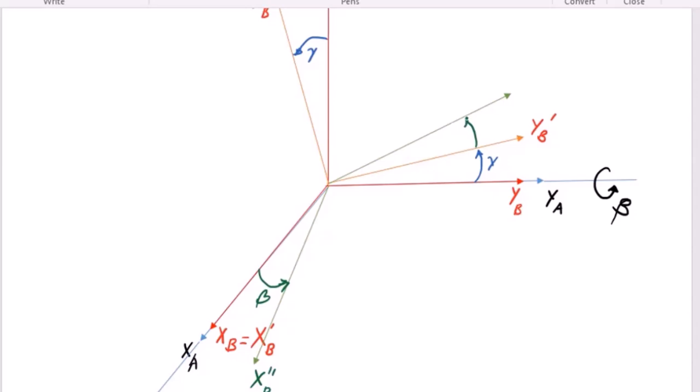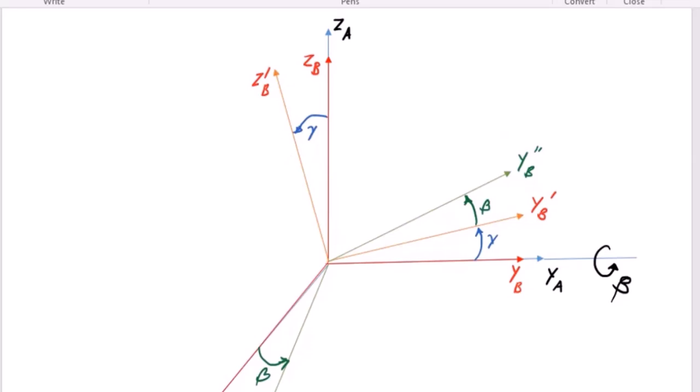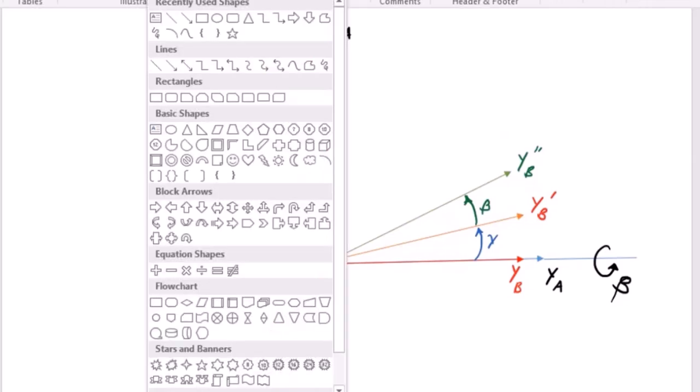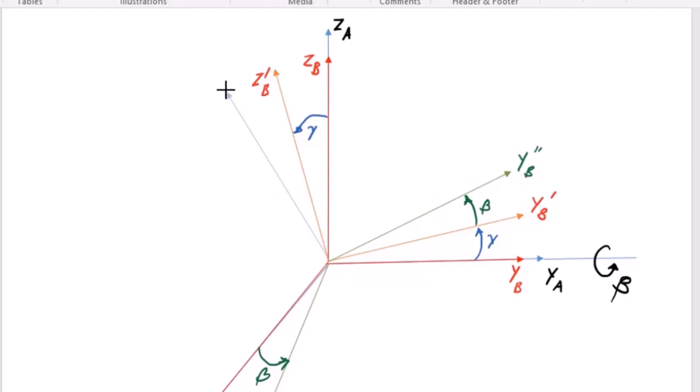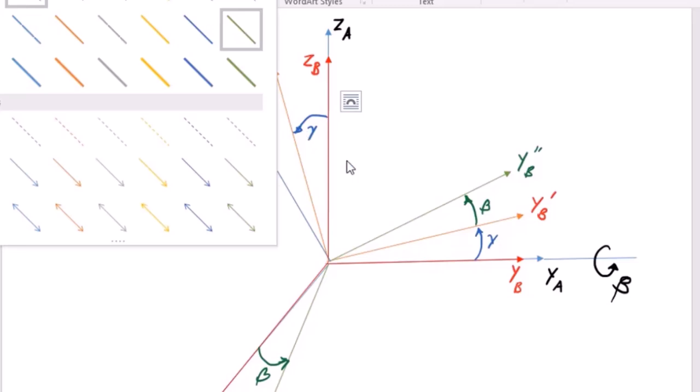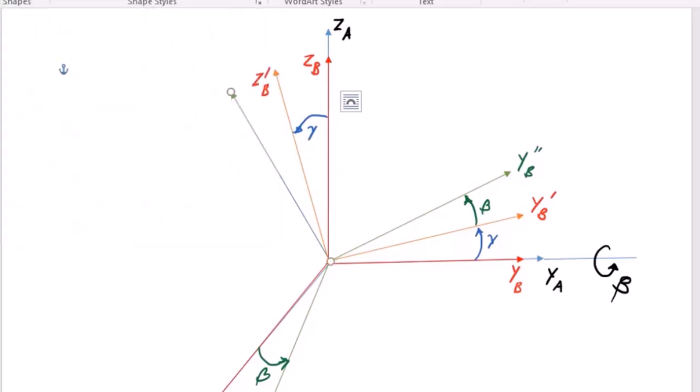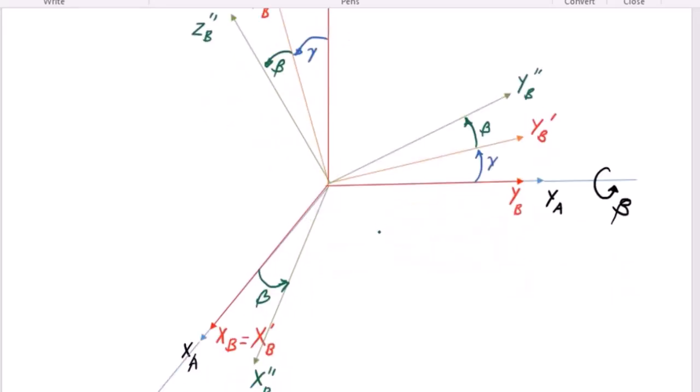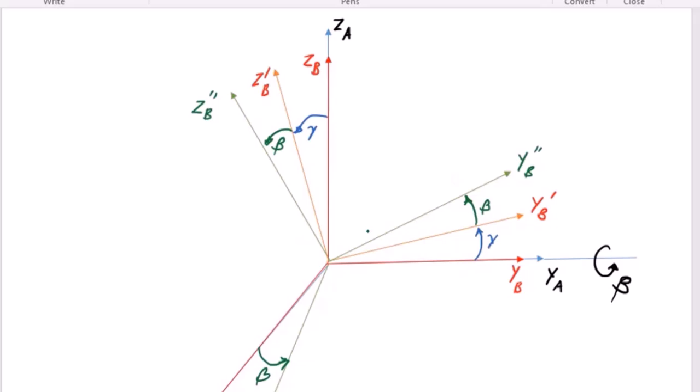This is beta. This is now YB double prime. And then this ZB is also affected. This is green. So this is affected by the beta. This is our ZB double prime. That's it.